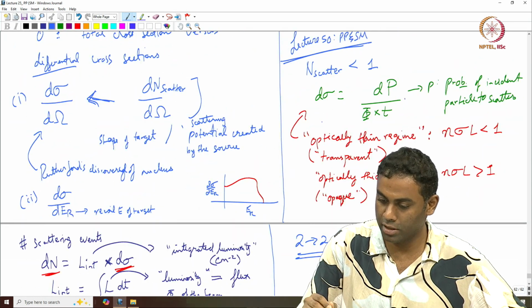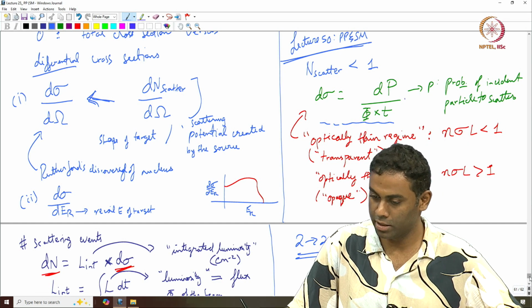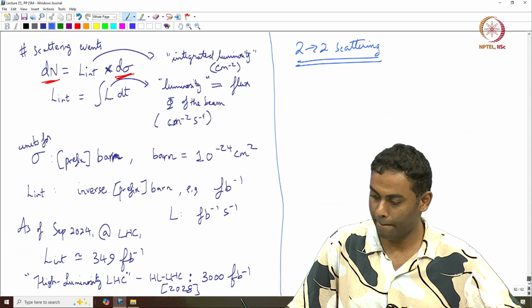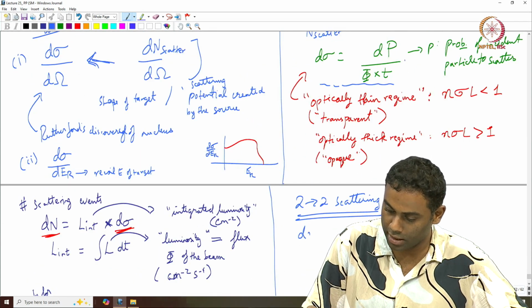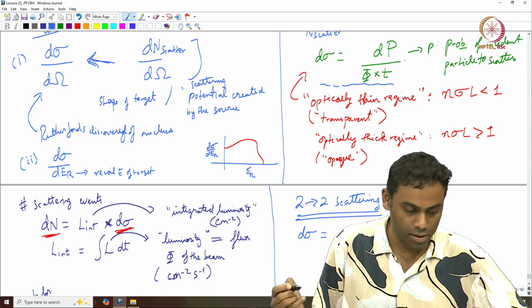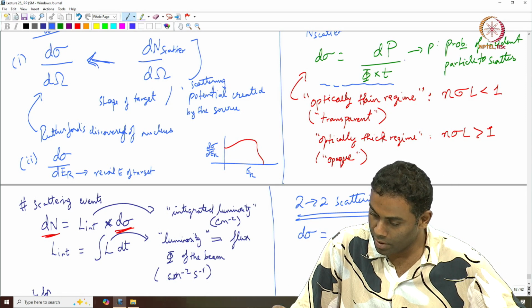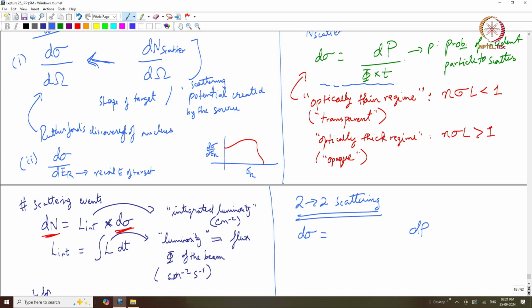So we started with this, right? I'm just going to now rewrite that. I'm going to keep the differential probability, and I'm going to keep the time downstairs, but I'm going to write the flux in a certain way, because it's just 2 to 2 scattering. It is nothing but the magnitude of the relative velocity.